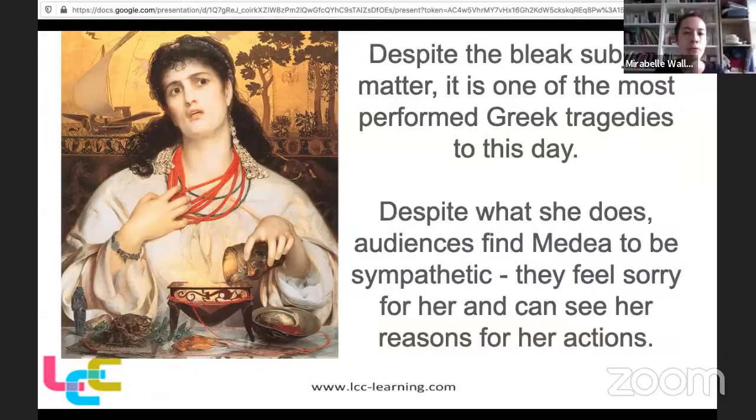So despite the horrific and bleak subject matter, it's still one of the most performed Greek tragedies to this day. Helen McCrory did a version recently at the National Theatre, if any of you have been to the National Theatre a few years ago, and it's performed regularly on stages around the world. So despite what she does, killing her own 2 children, her own 2 sons, audiences find Medea to be sympathetic. They feel sorry for her, and they can see the reasons, or some of the reasons at least, for her actions.